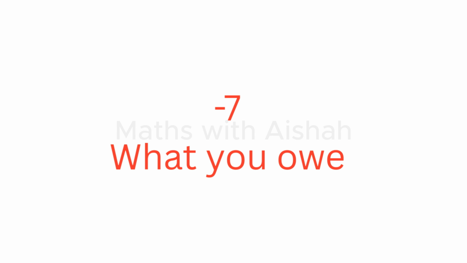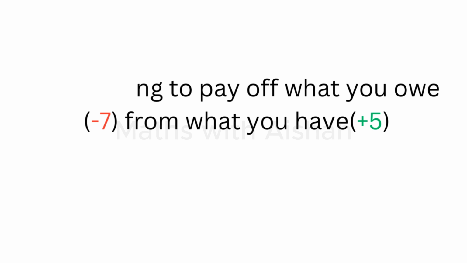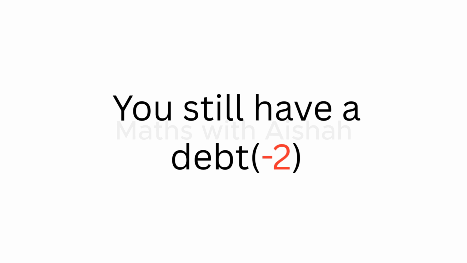Minus 7 is actually what you owe and plus 5 is what you have. So if you try to pay off your debt, which is minus 7, from your 5, you still have a debt of 2. So minus 7 plus 5 is minus 2, showing that debt is left, not money.